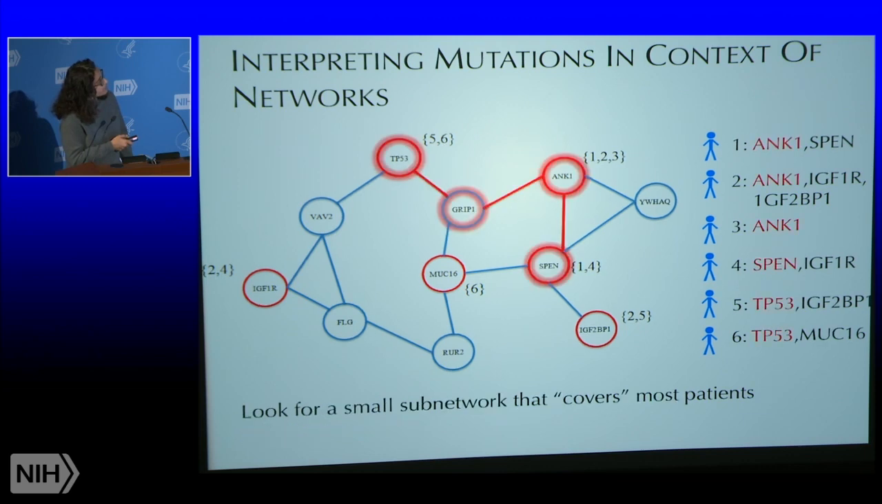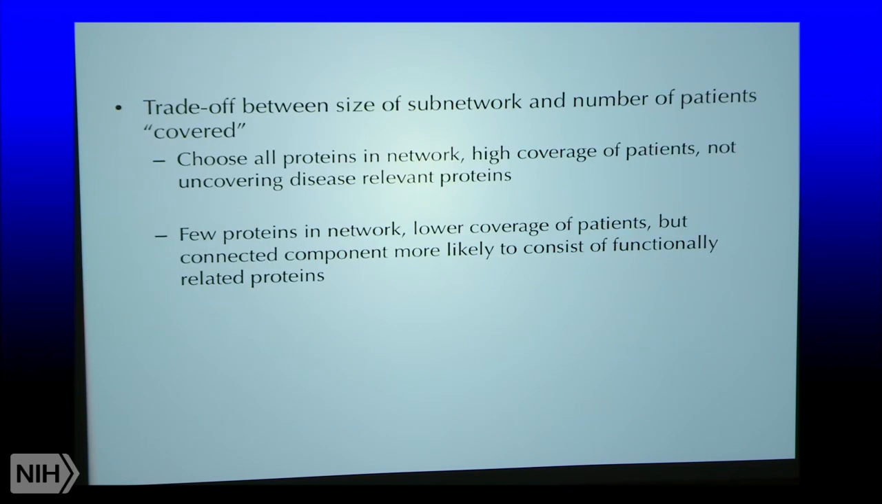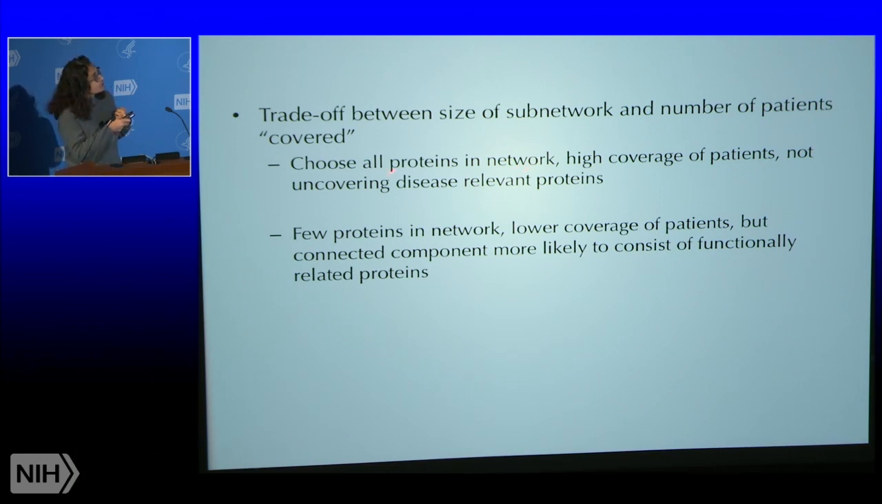Okay, what we want to do then is try to identify a small subnetwork that covers most of these patients, meaning that most of these patients have a mutation in one of the genes or proteins that we output by our procedure. So there's a natural trade-off here between the size of the subnetwork that is output and the number of patients that are covered, or whose cancers have a mutation in one of the genes that comprise these subnetworks. So you can see that if you choose all your proteins in the network, then you have high coverage of patients, but you're not really uncovering disease-relevant proteins. You're just spitting out the whole network. On the other hand, if you output a subnetwork that covers very few proteins in the network, you're going to have lower coverage of the patients. There are going to be many patients that don't have a mutation in one of the genes comprising this subnetwork. But this connected component is more likely to consist of functionally related proteins.